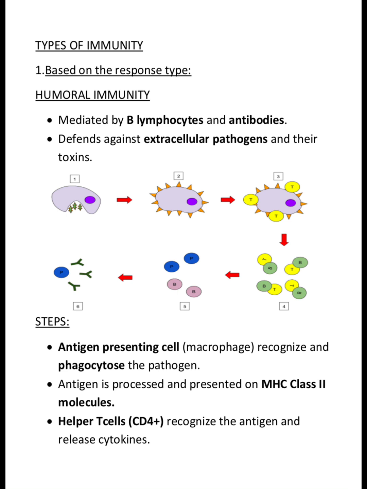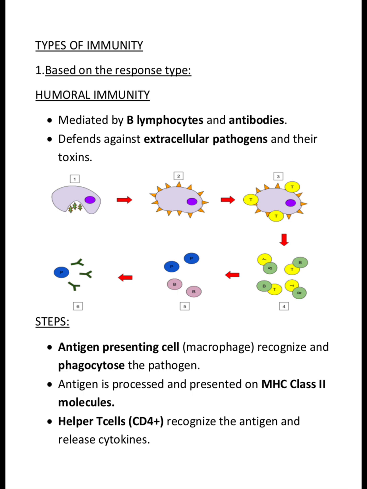Types of immunity. Based on the response type, there are two types of immunity: humoral immunity and cell-mediated immunity. Humoral immunity is mediated by B lymphocytes and antibodies. It defends against extracellular pathogens such as bacteria and viruses in body fluids and their toxins. Now let us look into the steps involved in humoral immune response.